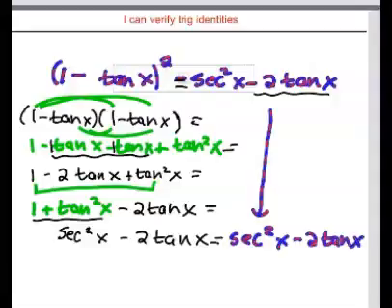Okay, so that one consisted of using the distributive property, multiplying out, and then recognizing a trig identity, that 1 plus tan squared, that is a trig identity, and we could replace that with secant squared.